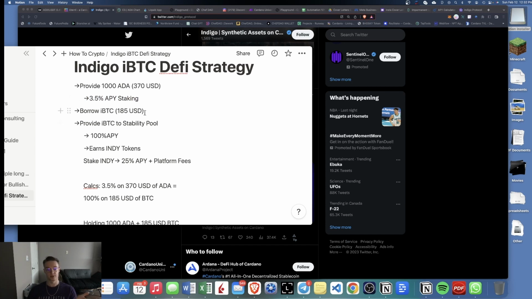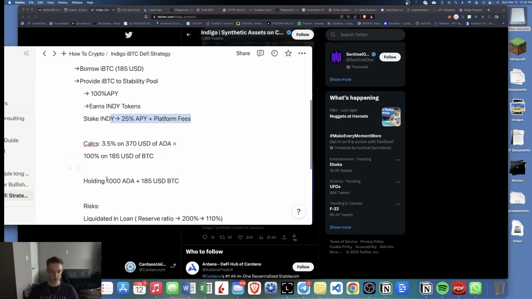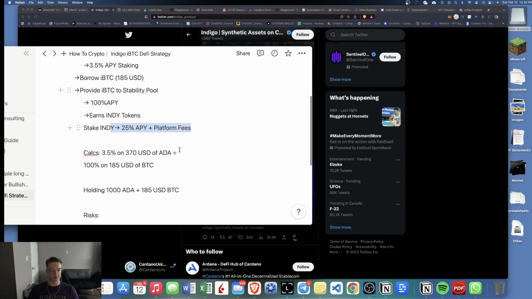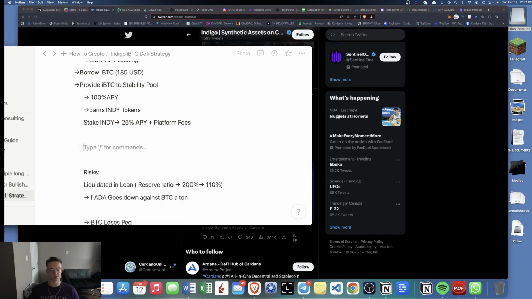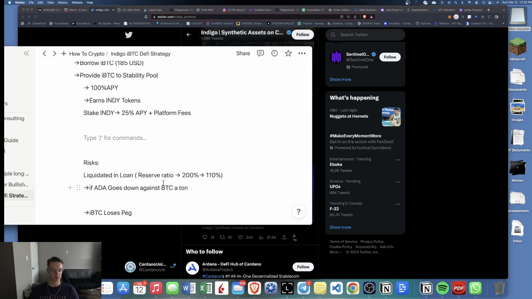Then I borrowed about $185 of Bitcoin, because if we do 0.008, yeah, it's about $185 of Bitcoin. And then I provided it to the stability pool, which is about 100% interest. It earns Indy tokens, and then you can stake the Indy tokens. So yeah, that's kind of what I've done. I kind of threw in some calculations here, but I'm going to wait and see how it goes, to be honest, and update you guys on how that goes.